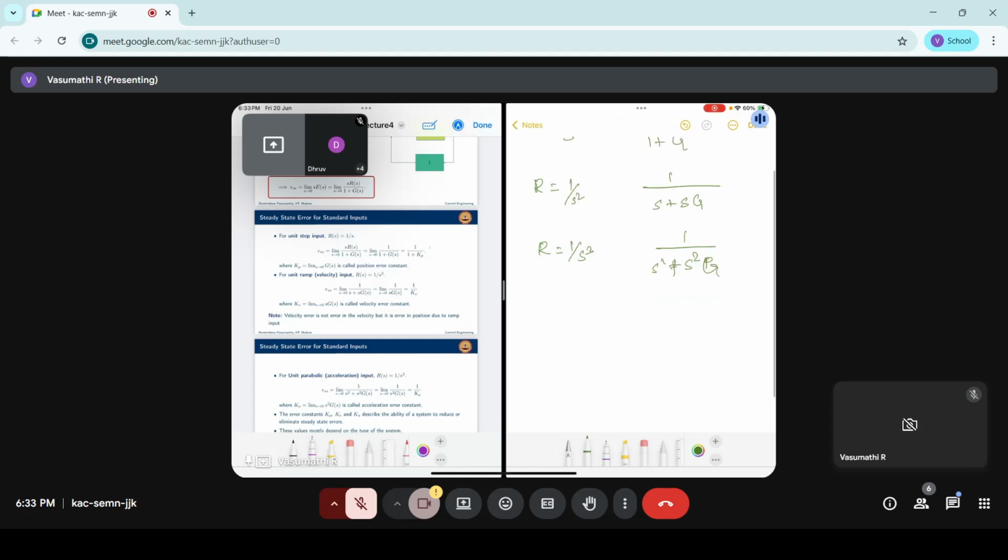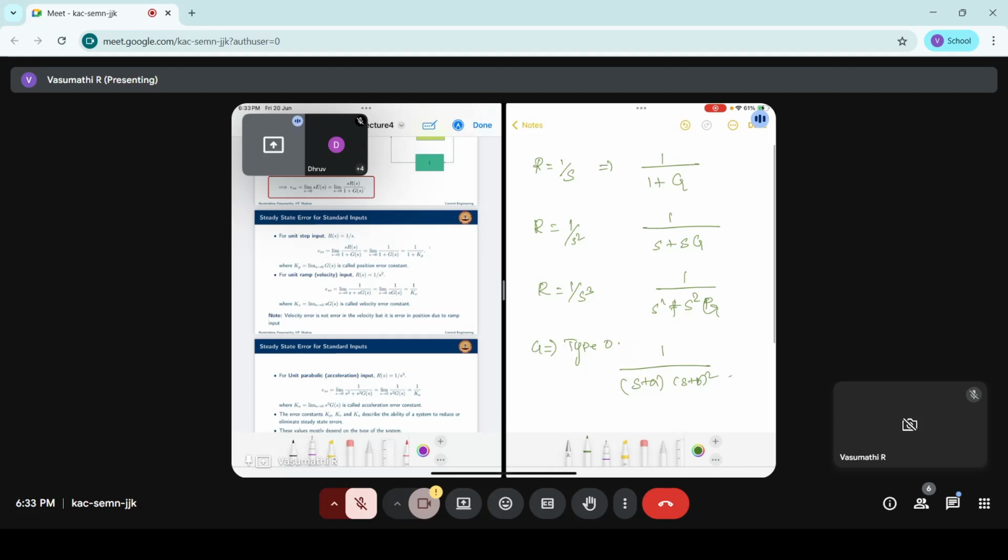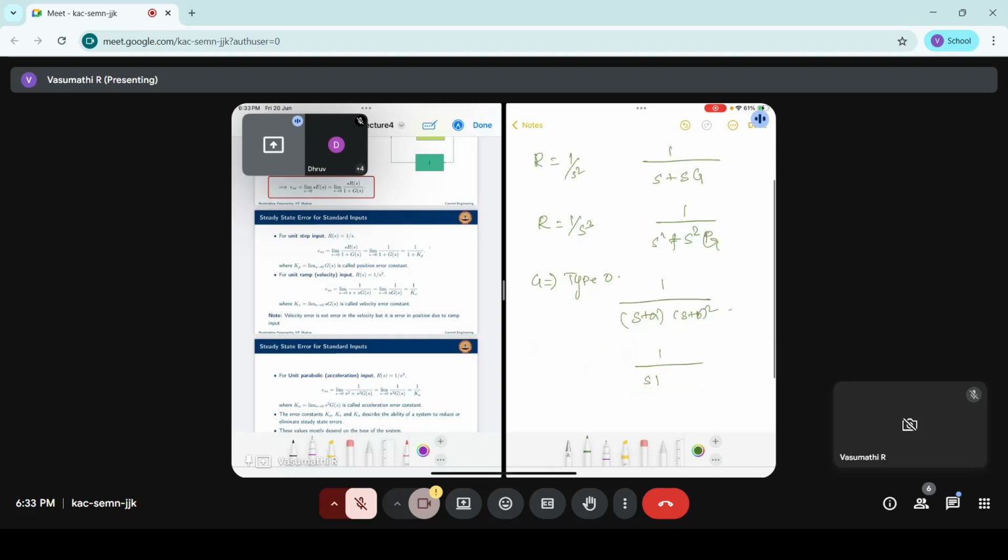Okay, good. Now, type 0 system means there will not be any term that has only S, but there might be S plus A, S plus B, the whole square or anything, but not only S. So when I consider a system that is S plus A, I'm going to take the limit S tends to 0 of 1 by 1 plus this kind of G I have. So when I substitute S equal to 0, will this change the system to 0 or infinity?